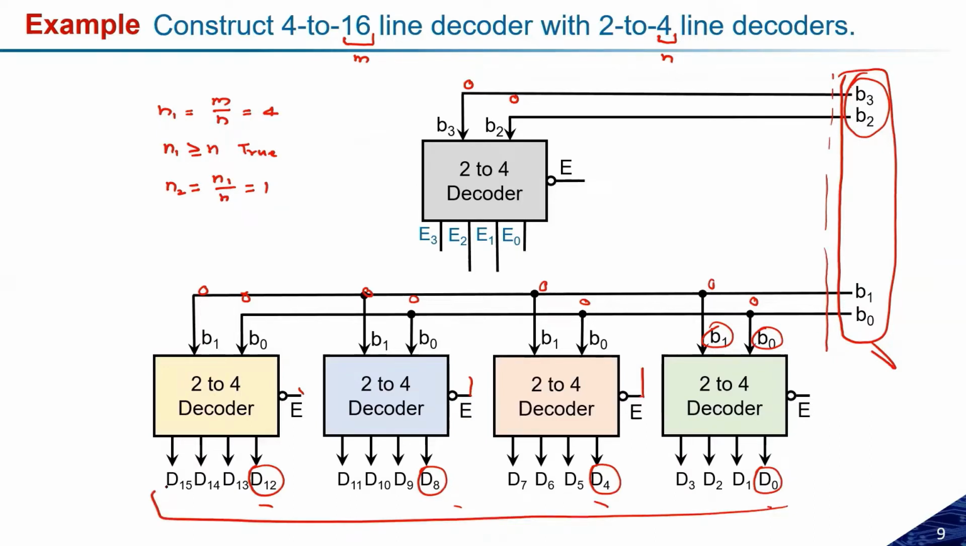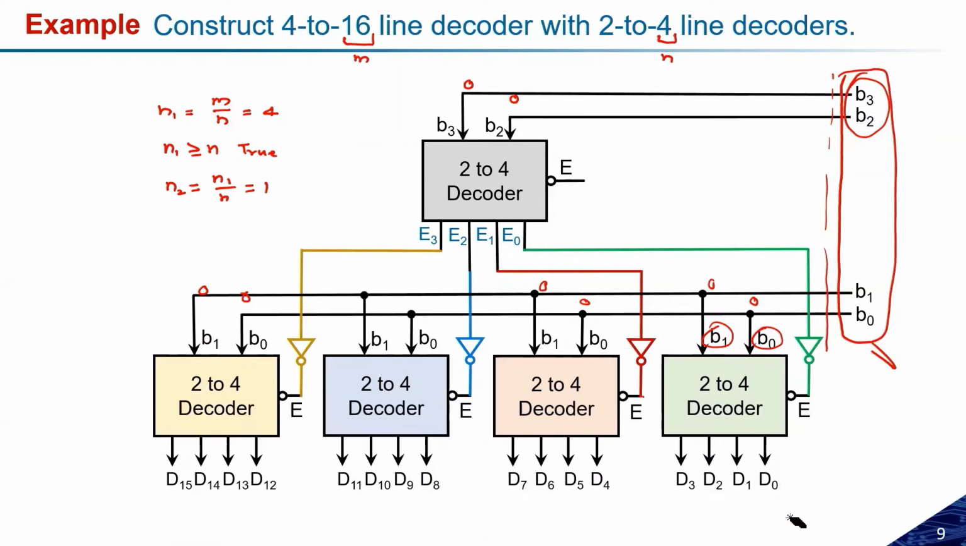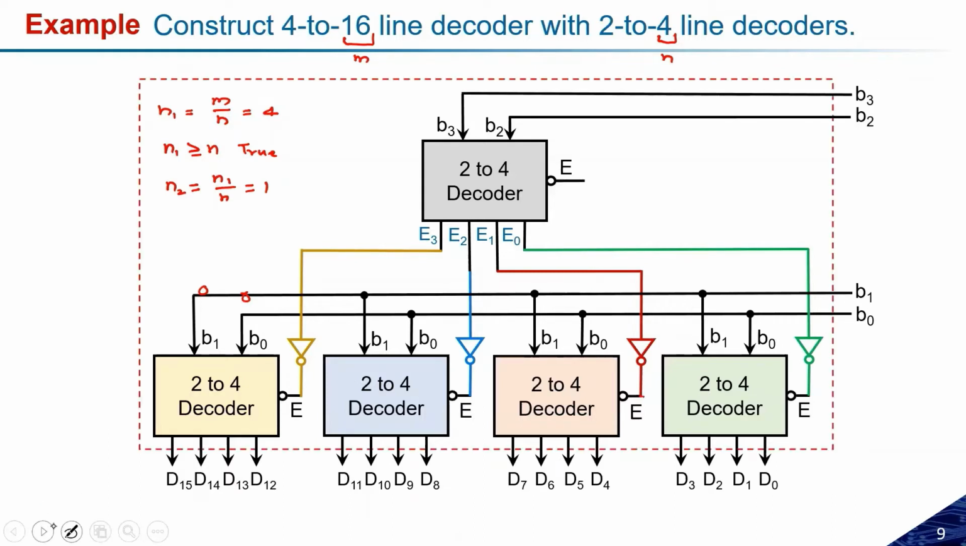But how to control this one? E0 will be connected to the first decoder enable, E1 will be connected to the second decoder, E2 will be connected to the third decoder, and E3 will be connected to the fourth decoder. So this is how they will be enabled, and accordingly we can get the respective output. This is how simply we can decide. So this is how a 4 to 16 decoder can be made with the help of 2 to 4 decoders.